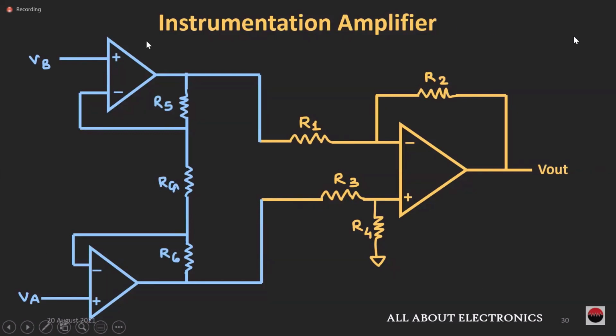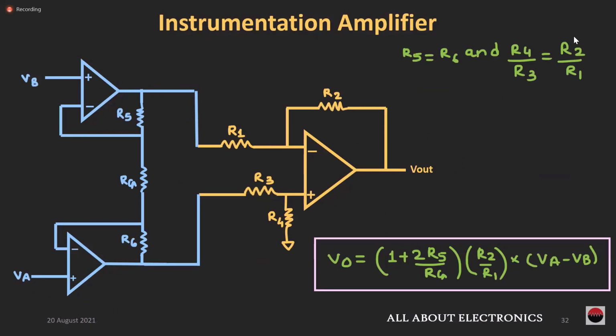This is instrumentation amplifier. In this circuit, the conditions are R5 is equal to R6, and R4 divided by R3 should be equal to R2 divided by R1. The four resistors R3, R4, R1, R2 need not be equal, but the ratios should be equal.